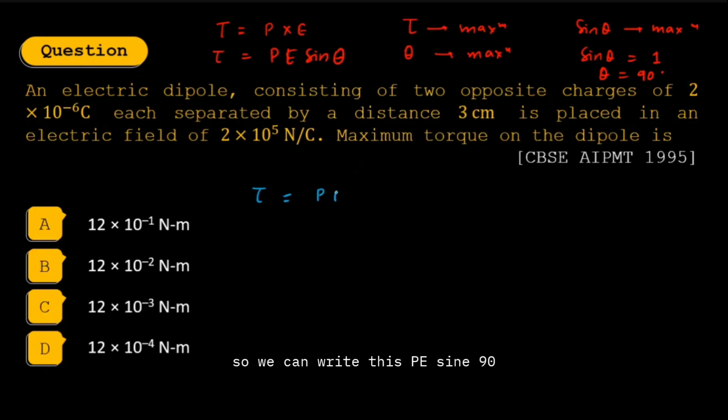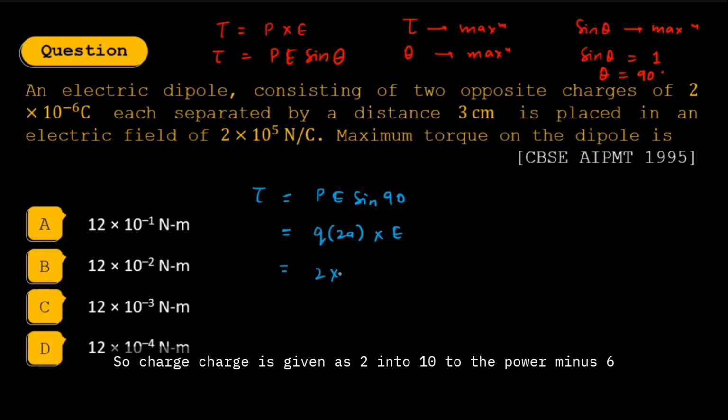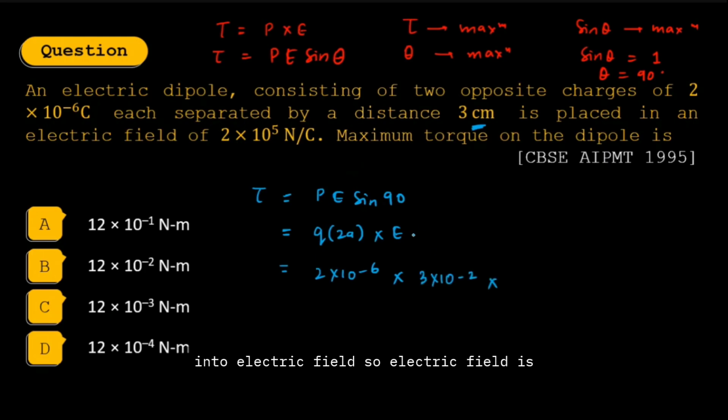We can write this as P E sine 90. Dipole moment is written as Q times 2a times E. Sine theta is 1, so we can just ignore it. The charge is given as 2 into 10 to the power minus 6. The distance between the charges is 3 centimeters, so we have the complete 2a as 3 centimeters. We can write it as 3 times 10 to the power minus 2, into the electric field, which is 2 into 10 to the power 5. Everything is given in this question itself.